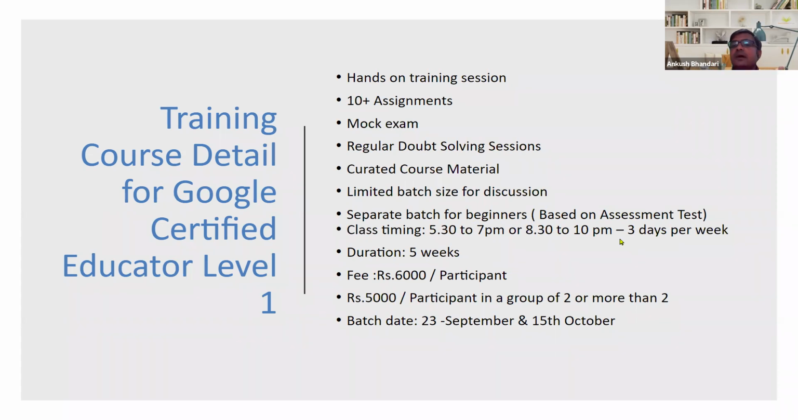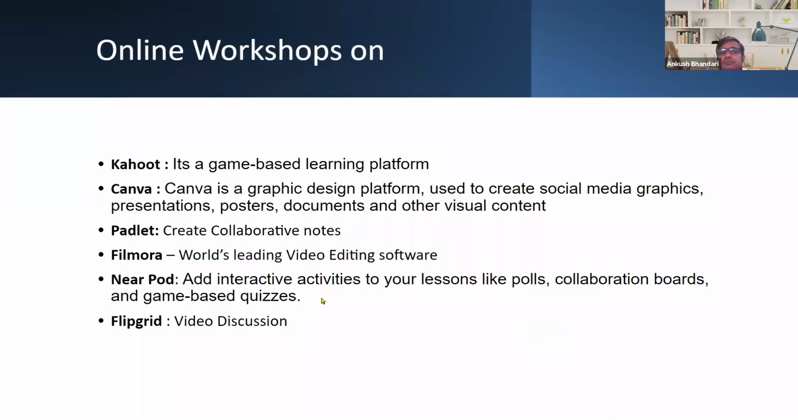The only difference is that in the regular batch we'll have 25 participants, and in the beginners batch we take only 10 to 12 participants, right? So we can give more hand-holding to them. The duration of the training program is 5 weeks, and 6,000 rupees is the price per participant. But if you're joining in a group of 2 or 3, it will become 5,000 rupees per participant. And the next batch is starting from 23rd of September or 15th of October, right? So these are the basic details.